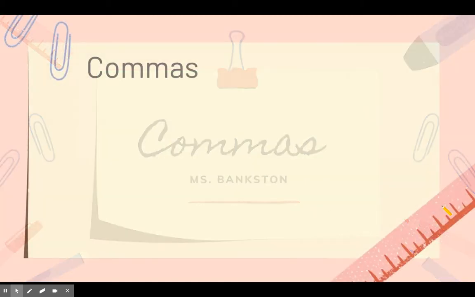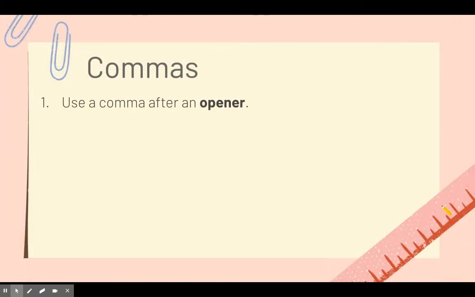Okay, so rule number one. Rule number one, you could use a comma after an opener. When I say opener, I mean something that's starting the sentence off. So, broken and bruised, comma, Robert called it a day. My independent clause is Robert called it a day. This broken and bruised, that's like a phrase as an opener. So I set it off.